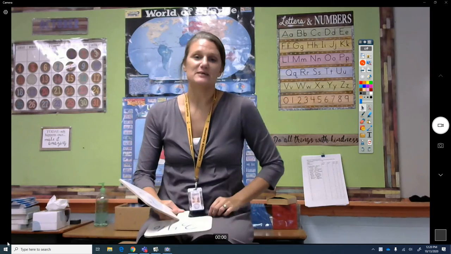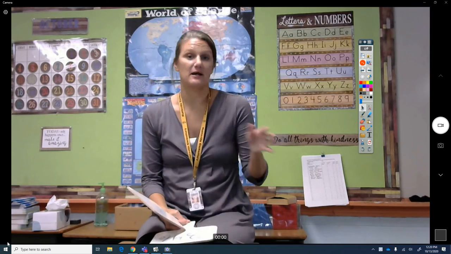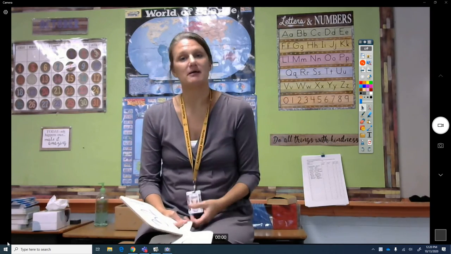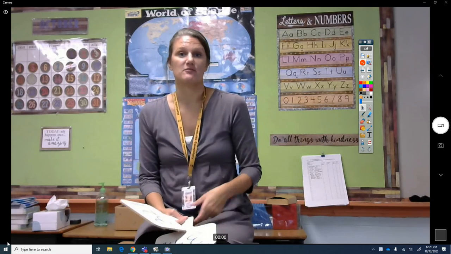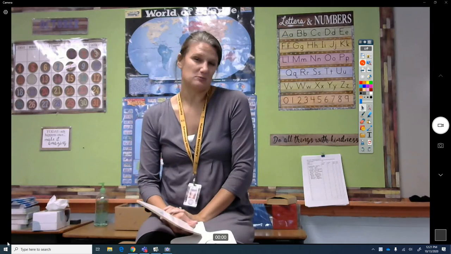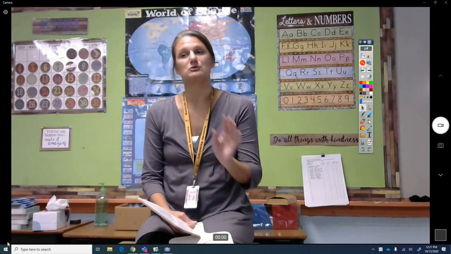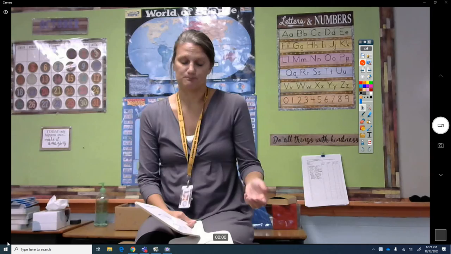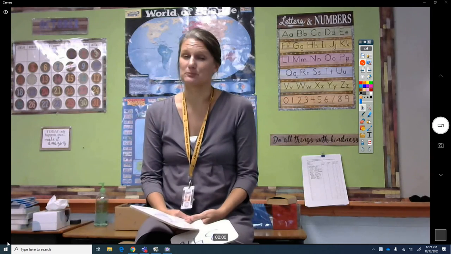All right, so today in math we are talking about comparing numbers. And when we compare numbers, we try to decide if they are larger or bigger or smaller. So that's all we're doing when we compare numbers. We're just trying to see which one is bigger and which one is smaller. And that is a really important skill.